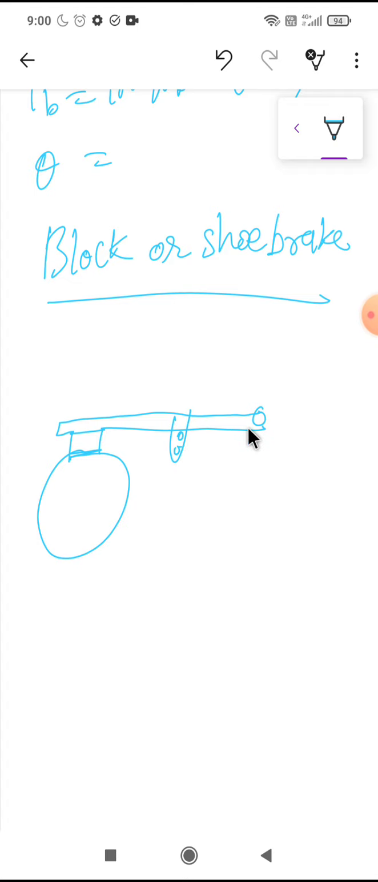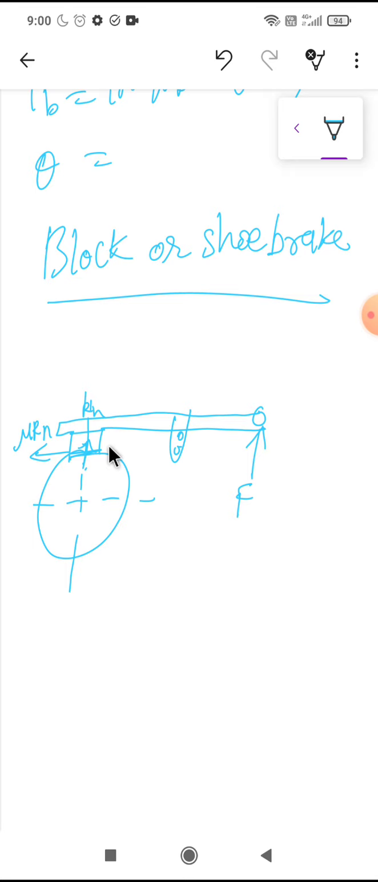This is a pivot. So when you apply the force in this direction, so this will be the applied force, the brake is applied in this direction. Now due to friction, the friction force will be mu into Rn. So mu is the coefficient of friction and Rn is the normal reaction force. The normal reaction force will be in this direction, that is Rn.